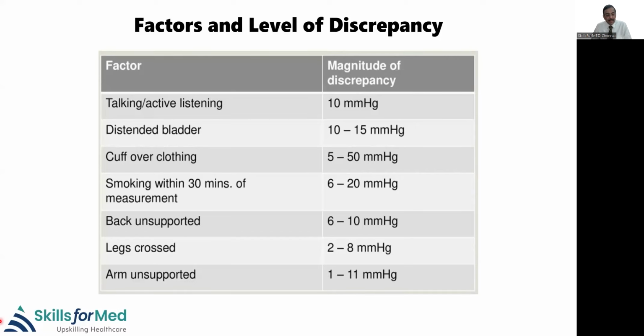Very, very important. Smoking within 30 minutes of measurement, 6 to 20. Back unsupported, 6 to 10. Legs crossed, 2 to 8. Arm unsupported, 1 to 11. So make sure that all these things are taken care of.